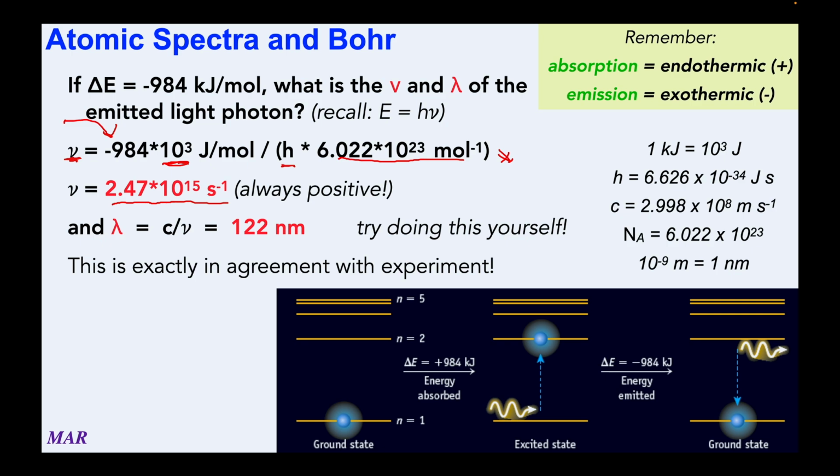And when you take the frequency and the speed of light, you can find the wavelength. So 2.998 times 10 to the 8th meters per second divided by the frequency, you end up with a wavelength in meters, but then I'm going to convert it into nanometers because that's what people do most of the time: 122 nanometers.